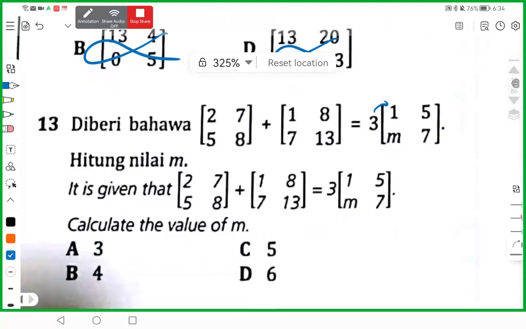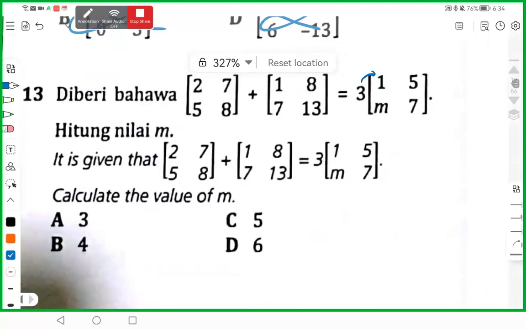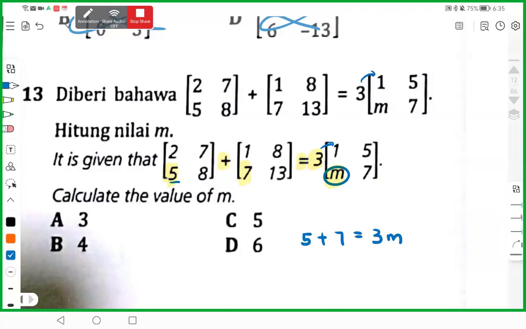So this question also same. Number 13 also the same. So you got to plus first, then multiply times in. So let's say you want to find M only. Pandai-pandai. So we just start from the element E to 1. Meaning 5 plus 7 equal to 3 times n. You don't need to do all one because you want to find value of m only. So 5 plus 7 equal to 3m. Form equation, and then you can find the answer already.